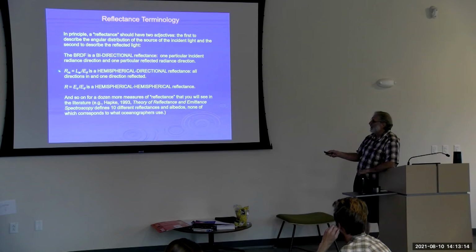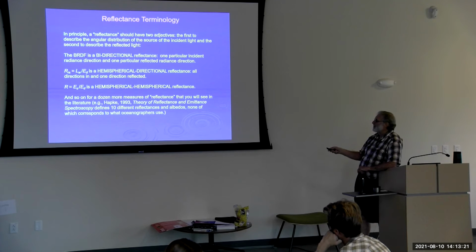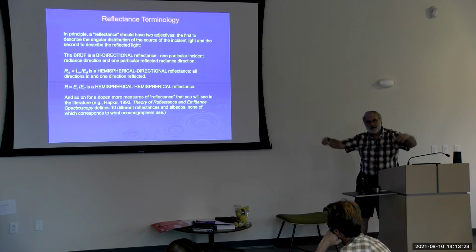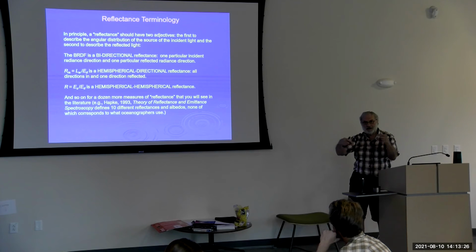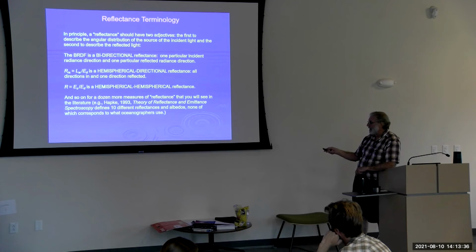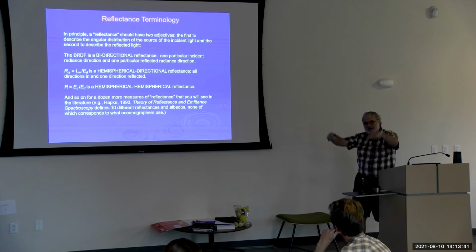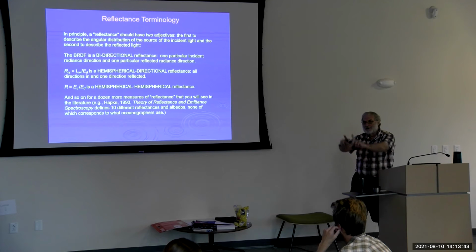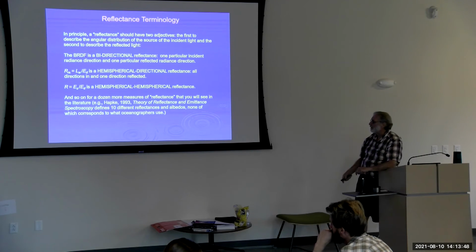Now, the remote sensing reflectance, RRS, that's LW over ED. That's a hemispherical directional reflectance. The incoming light ED is coming from the whole hemisphere of directions, and then you're looking at LW in one direction. So the irradiance reflectance is a hemispherical reflectance, because the ED incident is coming from the whole hemisphere, and you're looking at the reflected light that gives you EU in a whole hemisphere.